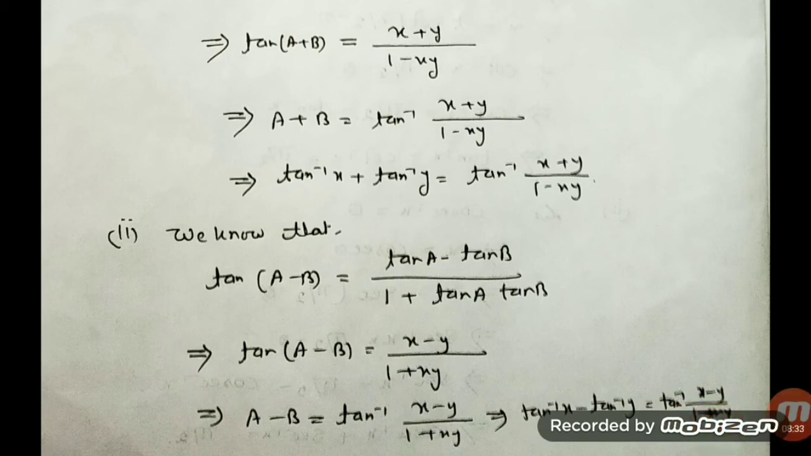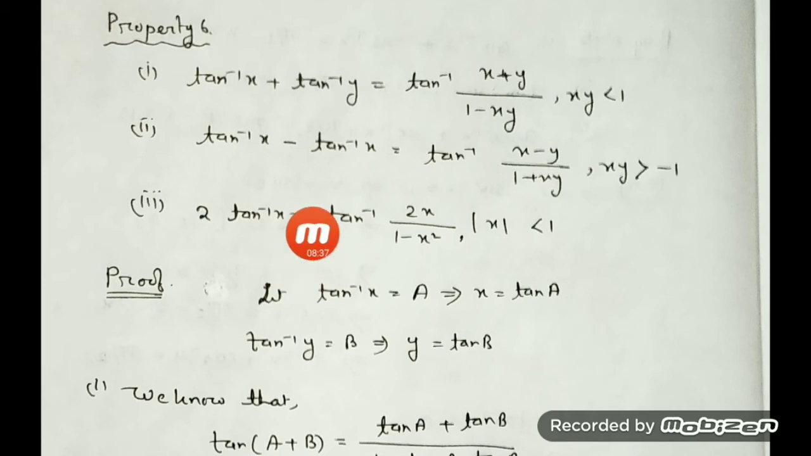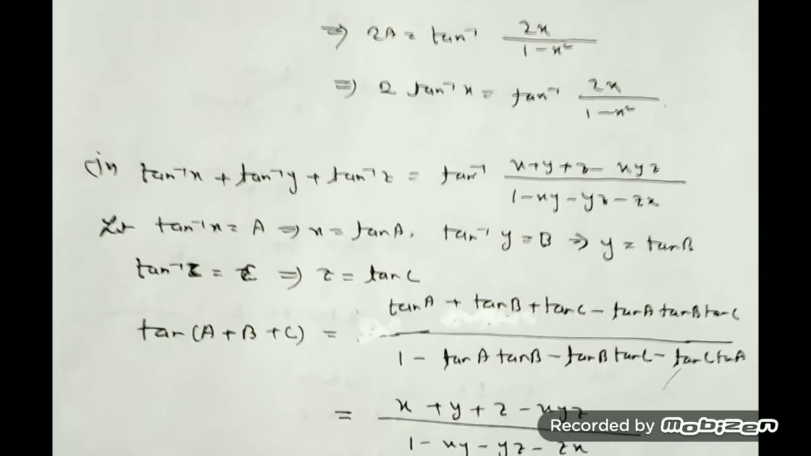This will complete the proof of number 2. Then go to number 3. Here I have named it as A, so it becomes twice A. If you bring it to this side, it becomes tan of twice A. So use the formula of tan of twice A.